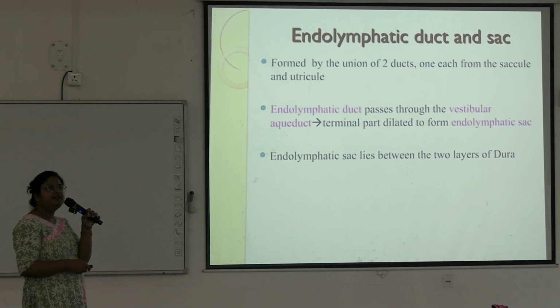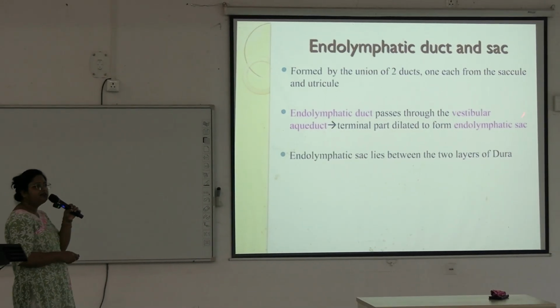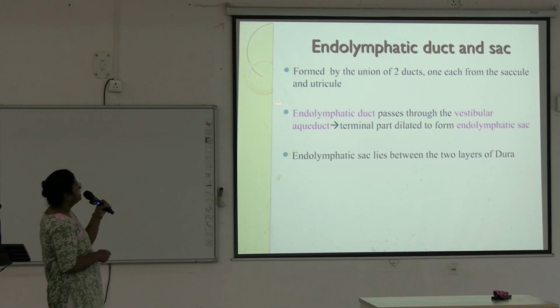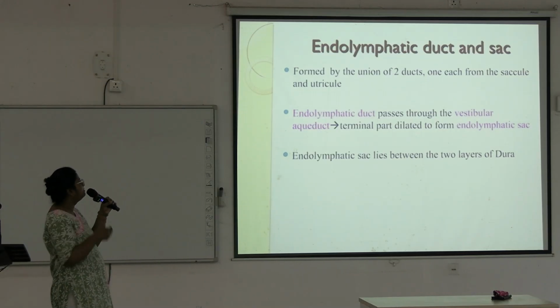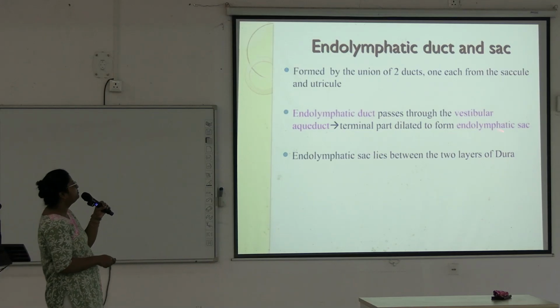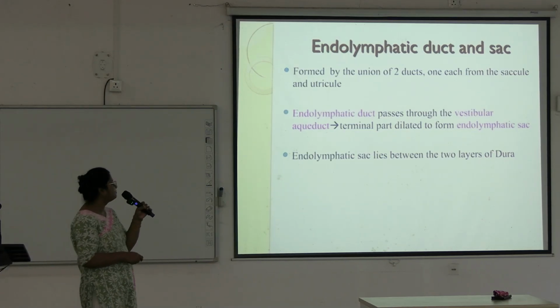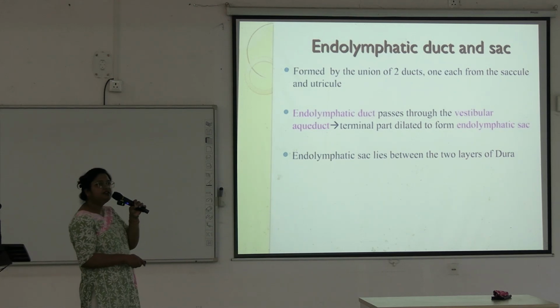Next is the endolymphatic duct and sac. It is formed by the union of two ducts, one each from the saccule and utricle. The endolymphatic duct passes through the vestibular aqueduct and the terminal part is dilated to form the endolymphatic sac. The endolymphatic sac lies between the two layers of the dura mater.